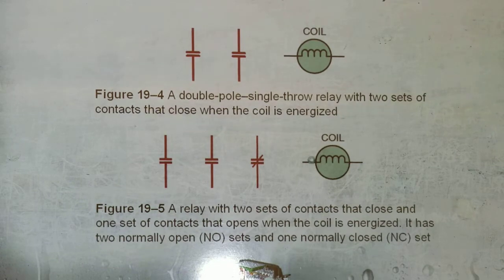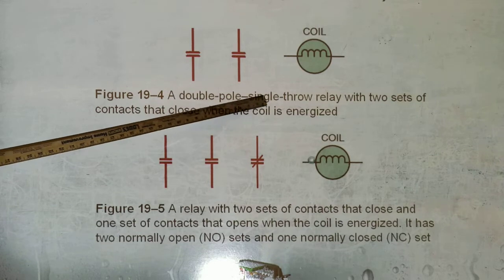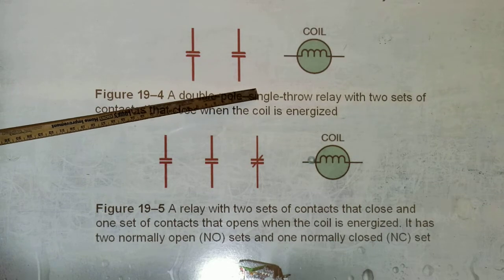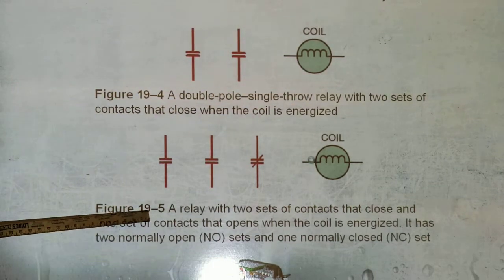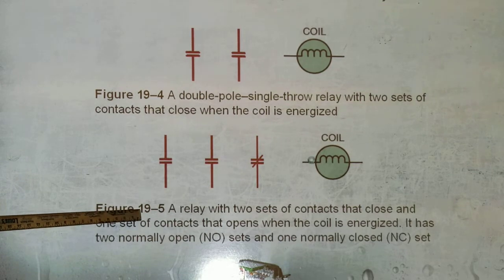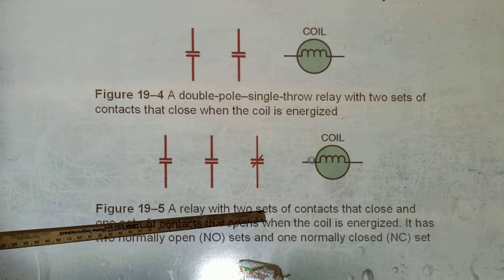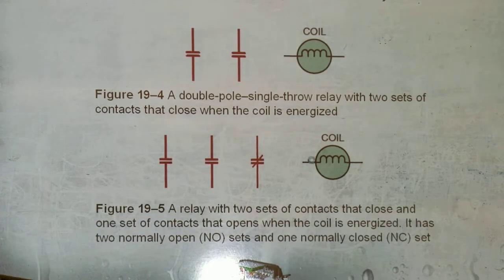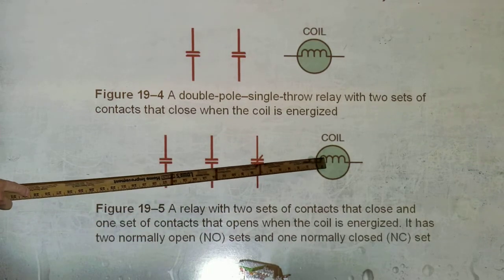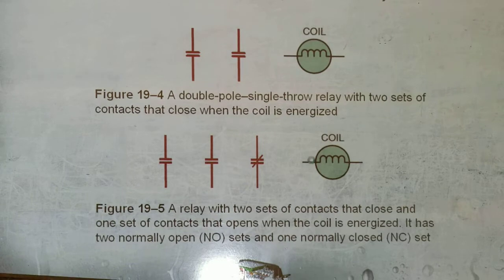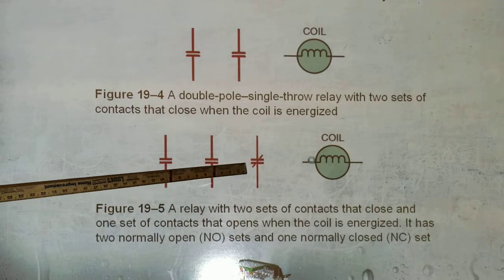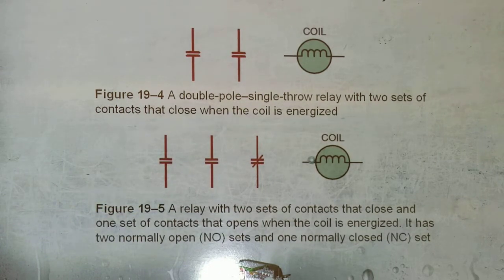Another cartoon. Double pole, single throw relay. Two open sets of contacts, right? What about this one here? Two sets of contacts that are open and one set that's closed. So when the coil energizes, what happens? They switch positions, right? So that opens and these close, right?